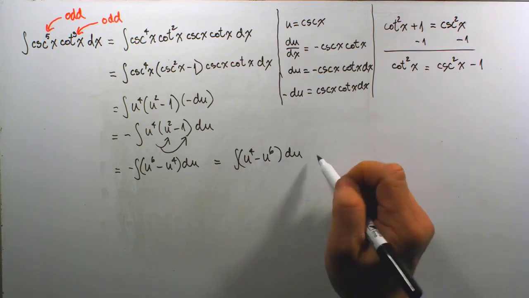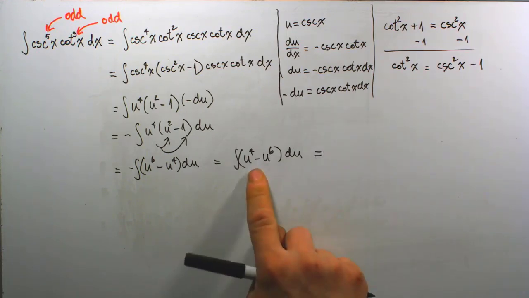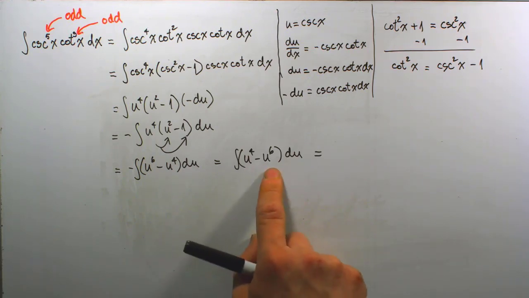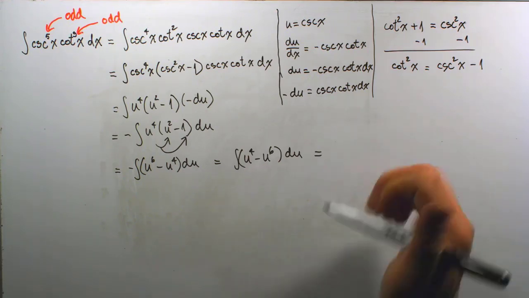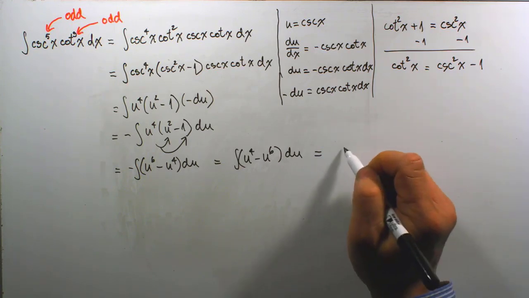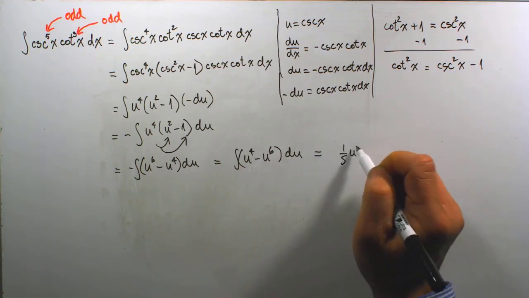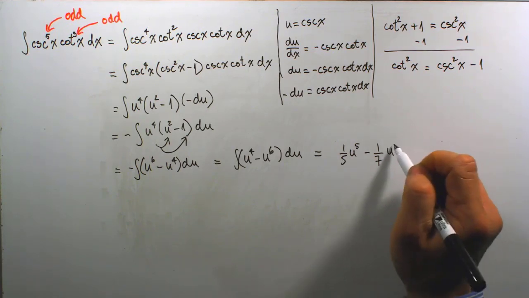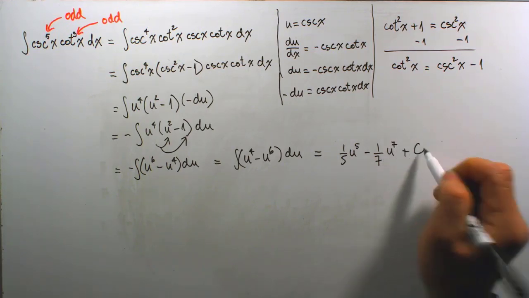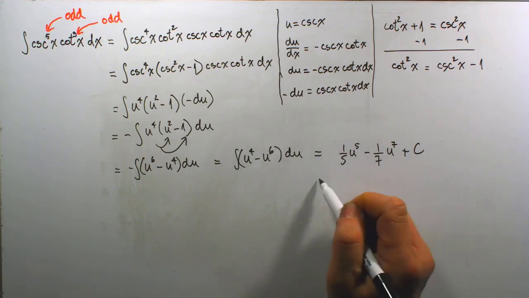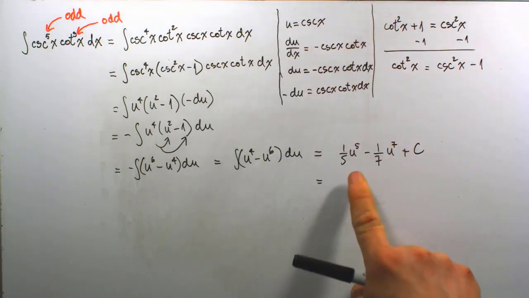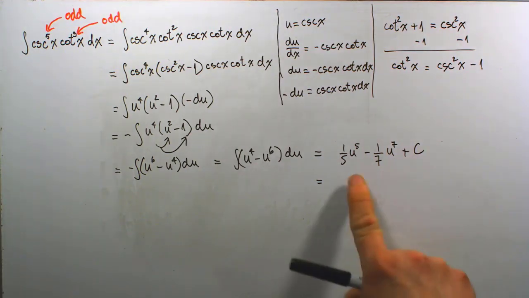And therefore, now we are completely ready to take the indefinite integral of this u to the fourth minus u to the sixth. So the integral will come out being 1/5 u to the fifth minus 1/7 u to the 7th plus c. And then we will substitute cosecants back into each one of our places where it has the u right here.